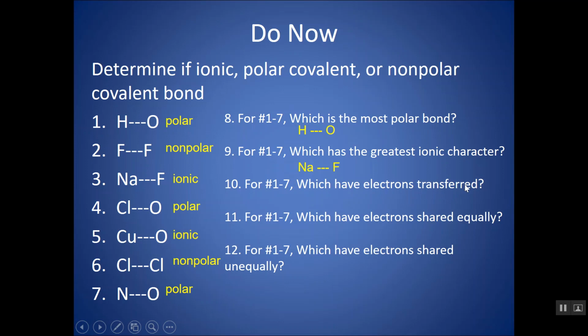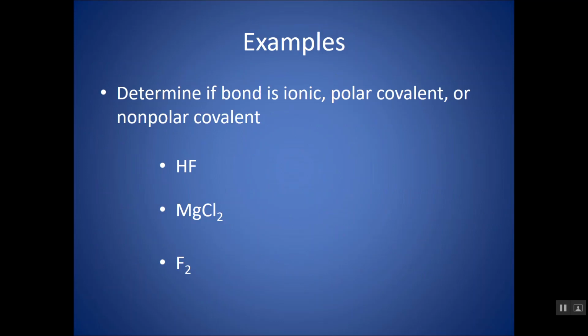Which have electrons transferred, that's the definition of ionic, so pick all the ionic ones. Which have electrons shared equally, that's the definition of nonpolar covalent, so pick your nonpolar covalent. Which have electrons shared unequally, that's the definition of polar covalent, so pick your polar covalent. Take a moment and try this example. Pause the video and then check your work.